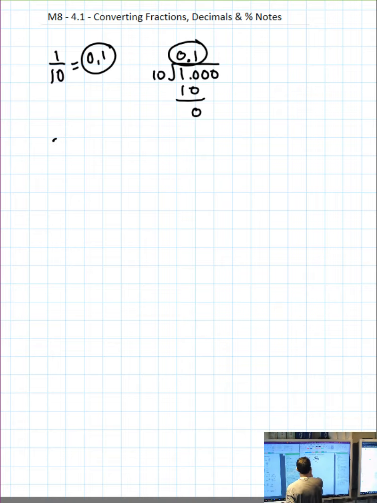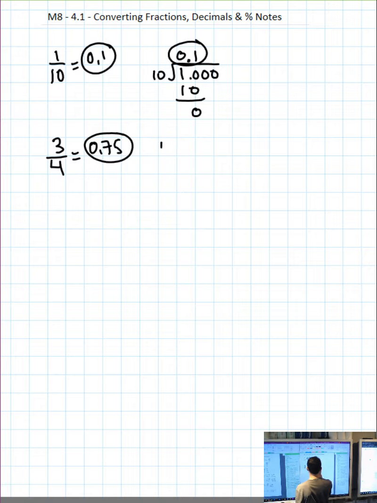Let's take a look at 3 over 4. So again, we can type it in the calculator. 3 divided by 4 is 0.75. And we can check our answer, and again we can do long division. 4 goes into 3, bottom goes into top. Now 4 doesn't go into 3, so we're going to add some decimals again. 4 goes into 30. 4 times 7 is 28, so it goes in 7 times. 7 times 4 is 28.